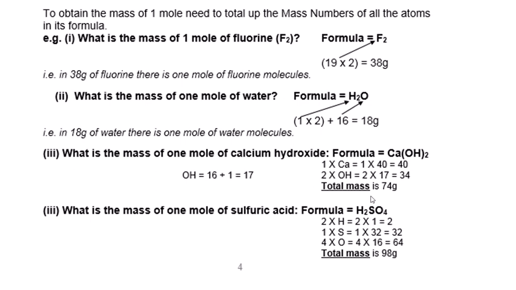And finally, as a worked example, sulfuric acid, H2SO4. Now, H2SO4 has 2 hydrogens, S is sulfur, so 1 sulfur, and 4 oxygens. Now, I've seen all of those before. Hydrogen's 1, so multiply it by 2. Sulfur is 32, and oxygen is 16, so 4 times 16. So 2 times 1, 2, 32 times 1 is 32, 4 times 16, 64. Add those together, and the mass is 98. So 1 mole of H2SO4 is 98.